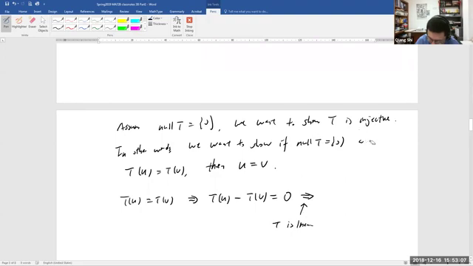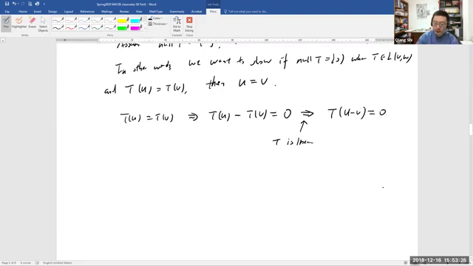Actually, let me make it clear. This T belongs to L(V,W), and this is where we use that, because it means T is linear. Then you can combine this into T of u minus v equal to 0. So you have T of something equal to 0, and we want to say something about this input, u minus v. Well, this means u minus v is in null T.